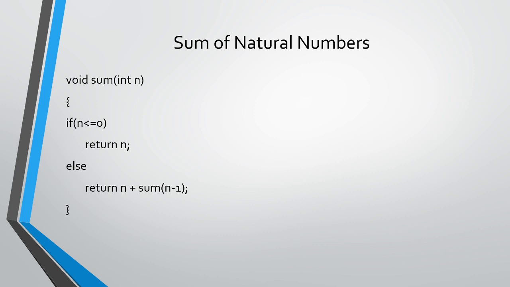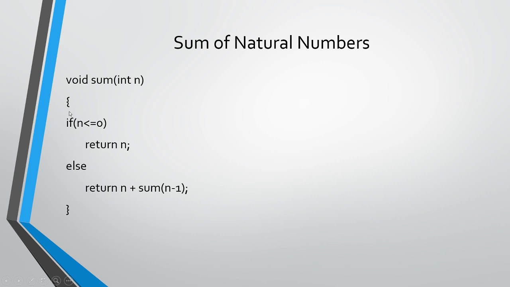Let's see another example: sum of natural numbers. I want to calculate the sum of natural numbers. I'm giving it as 5, then I should return 1 plus 2 plus 3 plus 4 plus 5. That should be the answer. So what does the program do? If n is less than or equal to 0, return n. Otherwise, it should return n plus sum of n minus 1.